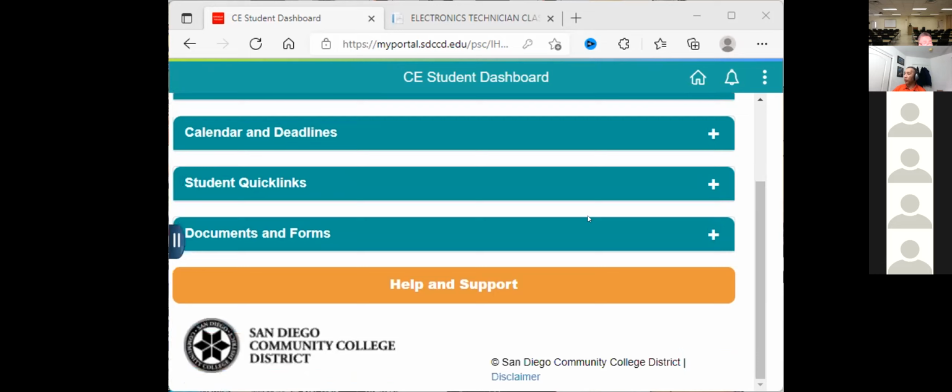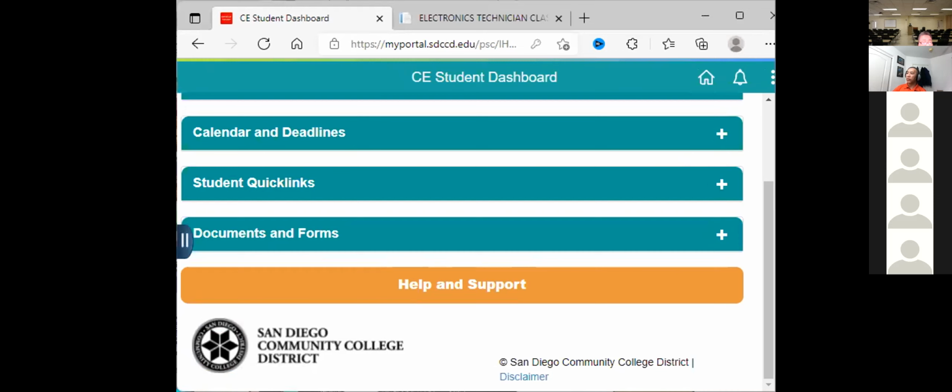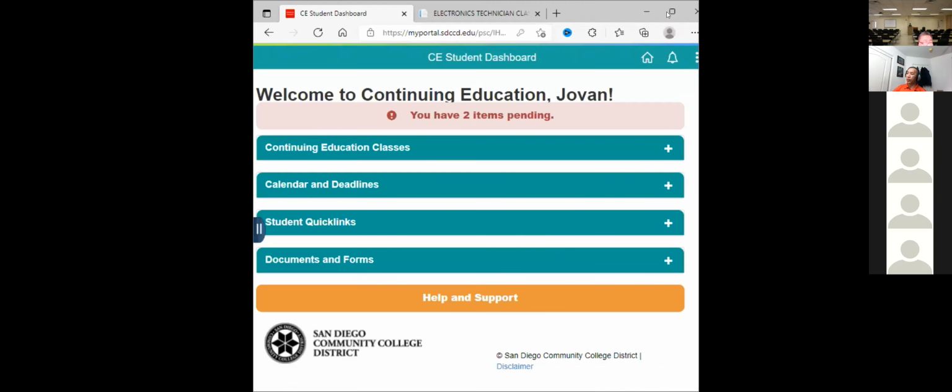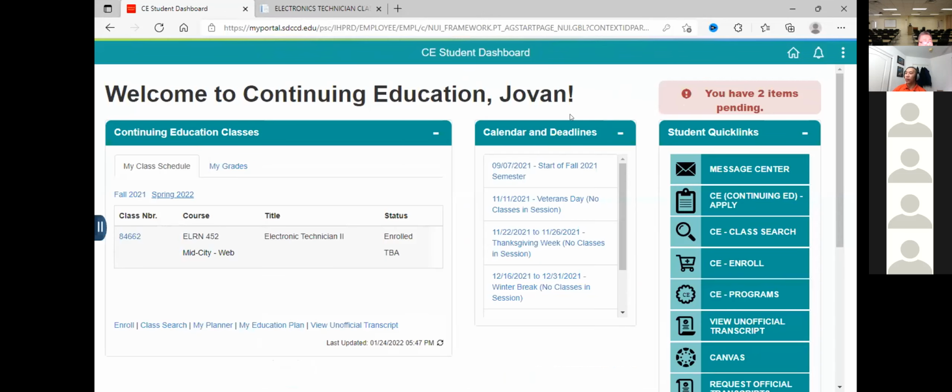Okay, so when you log into the portal, it will take you in here. Just click on this, click on close. And then you want to go to your CE student dashboard. So for me, it's this one here. And then it will take you right here. It says welcome, whoever you are, like Javon has on yours. The first thing you want to do is go to CE Continue Ed Apply.